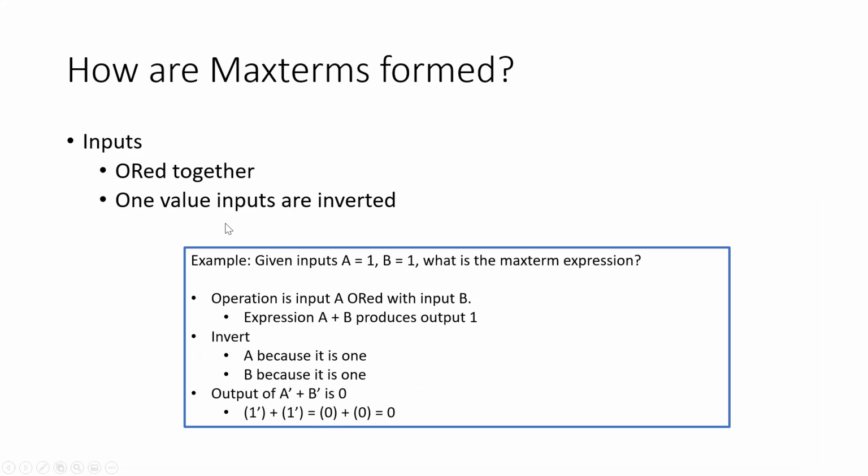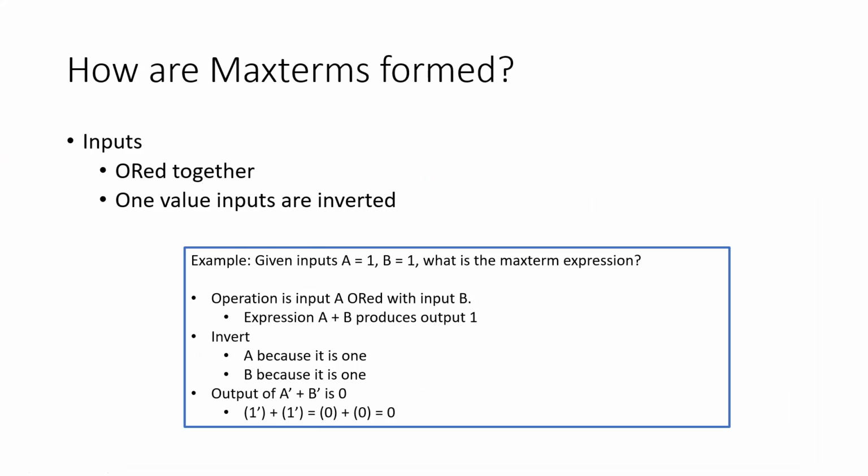All right. So remember, max terms, we're going to OR them together. Whenever any of the input values are 1, those 1 valued inputs are going to be inverted. So let's take a look at what happens if we have two inputs, A, B. If we were to OR A with B, and A is 1 and B is 1, we know that would produce an output of 1.